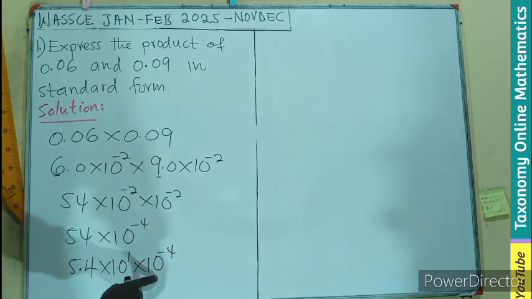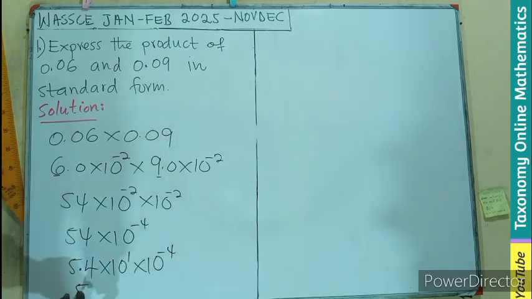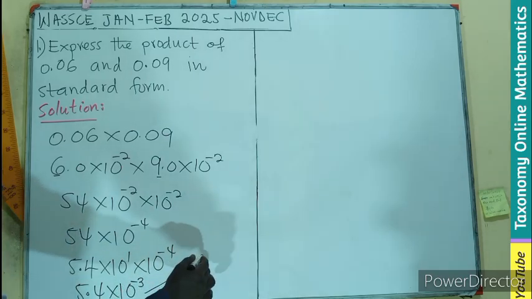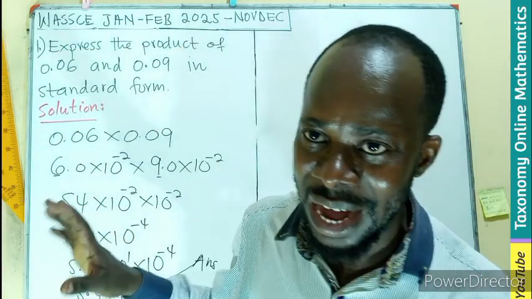Remember, base 10, base 10. So 1 plus minus 4, that will be minus 3. So 5.4 times 10 exponent what? Minus 3. This becomes the final answer. I guess simple as it is.